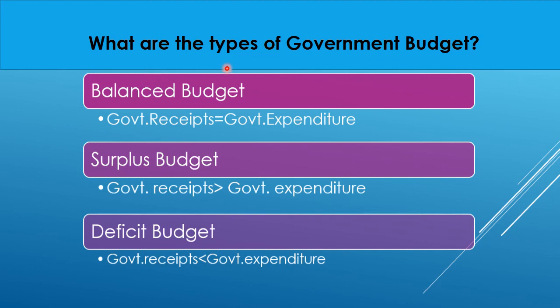Next is, what are the types of government budget? There are three types of government budget: balanced, surplus budget, and deficit budget. We can call surplus and deficit budget together as unbalanced budget. What is balanced budget? It is a budget wherein government receipts is exactly equal to government expenditure. In the case of surplus budget, government receipts will be greater than government expenditure. And in the case of deficit budget, government receipts will be lesser than government expenditure.